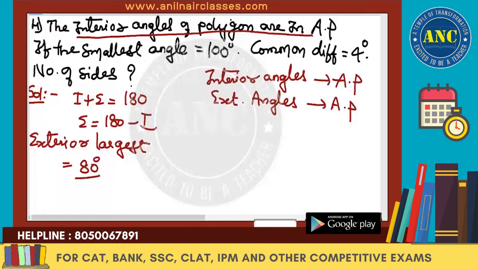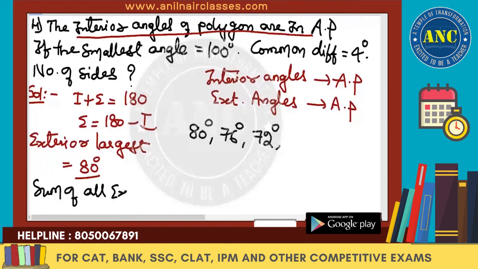So the exterior largest is 180 minus 100, which is 80 degrees. The common difference is 4, so these are 80, 76, 72. And another key point which we know is the sum of all exterior angles.